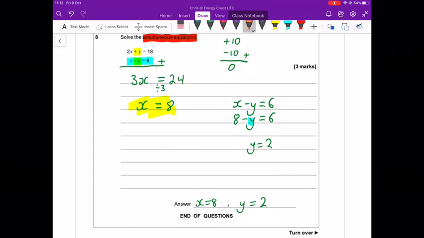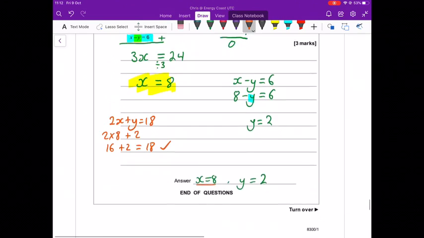There's a nice way to check as well. Let's have a look at the first equation. You don't need to do this, we're going to do it in orange down here. The first equation said 2x add y equals 18. So let's check using our numbers. 2 times 8 plus y, which is 2, which is 16 add 2, which does in fact equal 18. So I know I've got it right, because I've used the other equation to check.